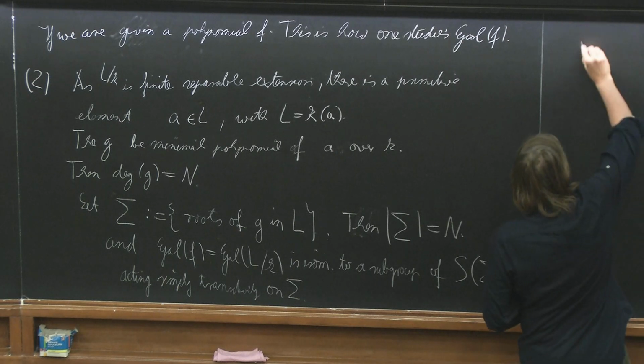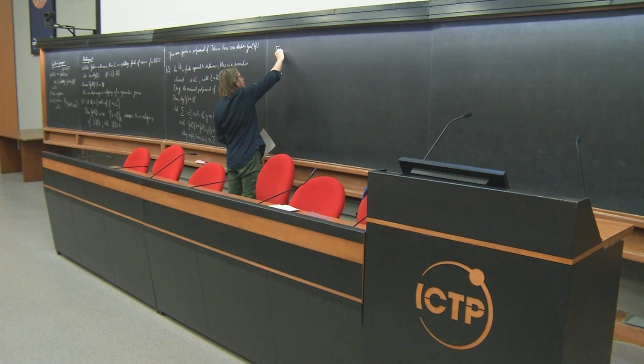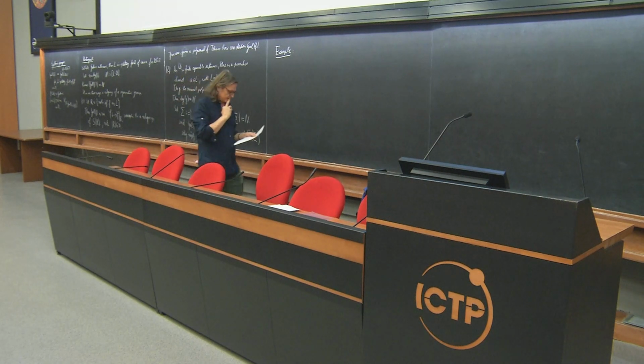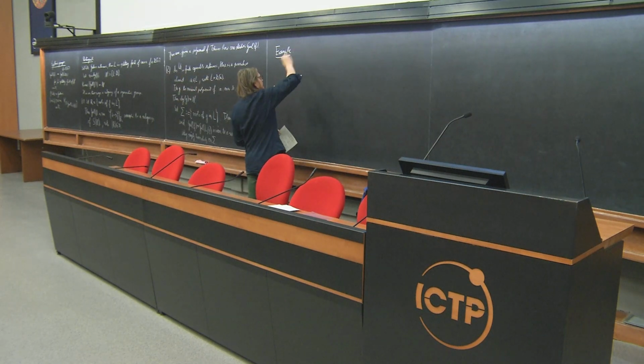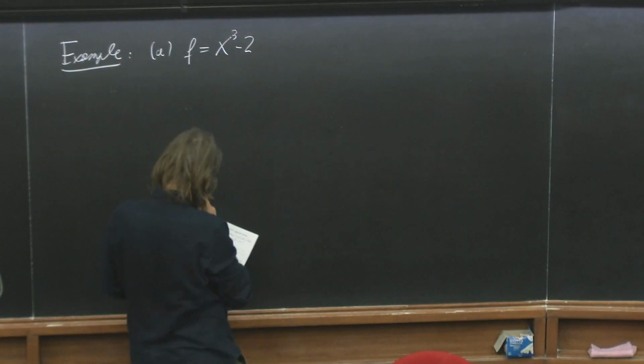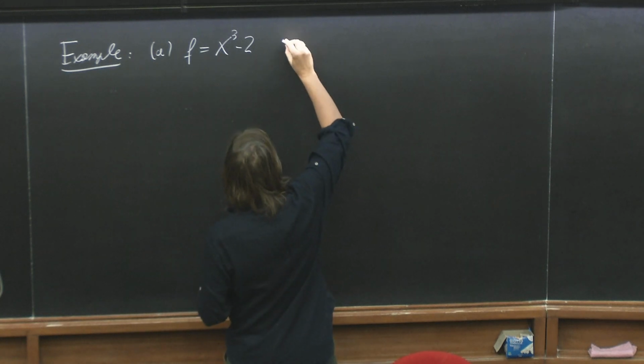Okay, I wanted to finish this part on the Galois groups by giving a couple of examples. First, just looking again at examples that we looked at. So first we had the polynomial x to the 3 minus 2.